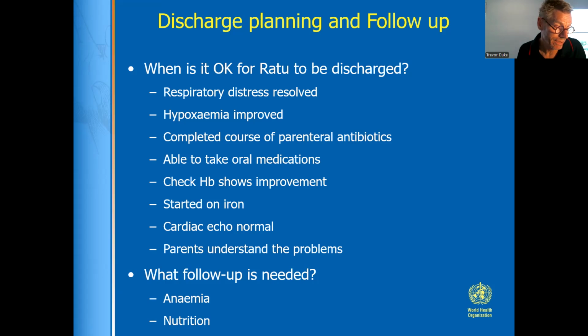And ideally, because of Ratu's presentation with heart failure, you'd want to do a cardiac echo just to rule out a cardiac cause, even though we think he's got heart failure related to anemia. In fact, Ratu didn't have a ventricular septal defect or any other congenital heart disease.